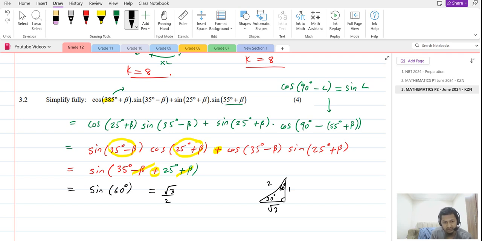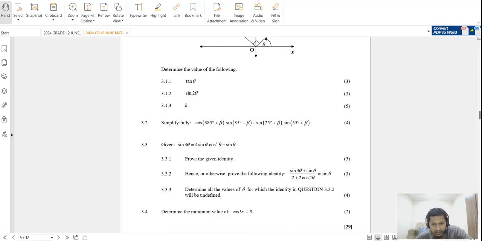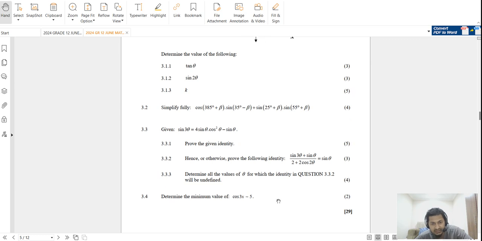So root 3 over 2. That's a special angle, right? Next one, or you can just use a calculator and type sine 60. Right, nice question. Let's look at this one.